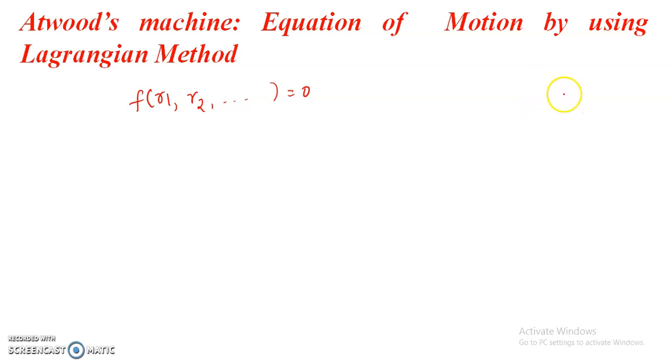Previously I have said that Atwood's machine is two masses connected by an inextensible string passing over a small smooth pulley. So suppose that this is our small smooth pulley and an inextensible string is passing over the pulley, and the two ends of the string are connected to two masses. One end is connected to mass m1 and the other end is connected to mass m2.